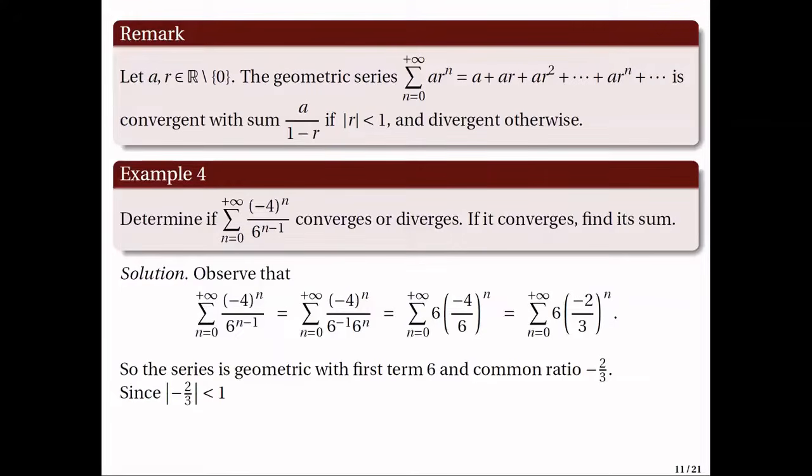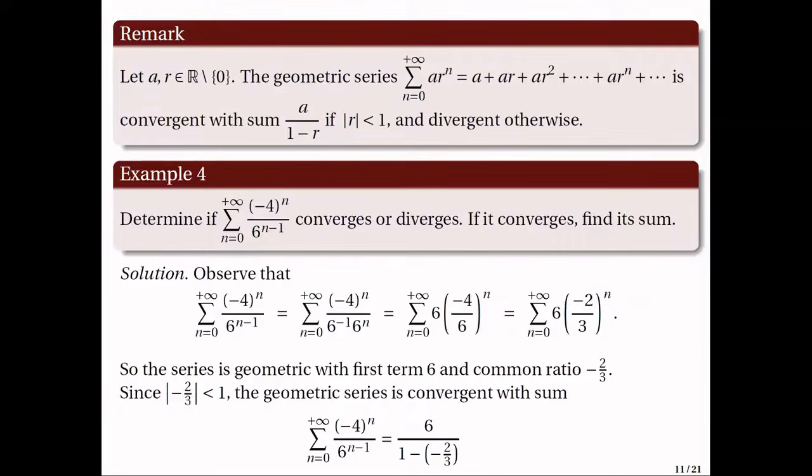Since the absolute value of -2/3 is less than 1, the geometric series is convergent, and its sum can be obtained by using the formula. We have 6 over the quantity 1 minus -2/3, and simplifying this gives us 18 over 5.